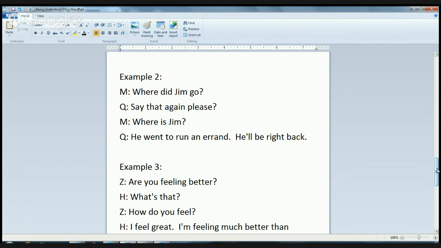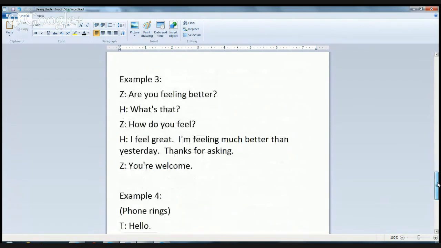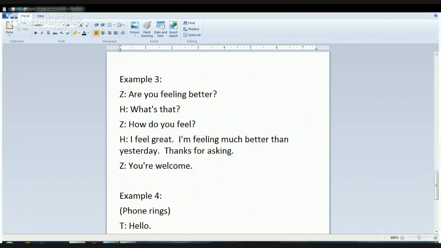This time, let's have Heide read H, and then Ava, you're going to read Z, please. Are you feeling better? What's that? How do you feel? I feel great. I'm feeling much better than yesterday. Thanks for asking. You're welcome.